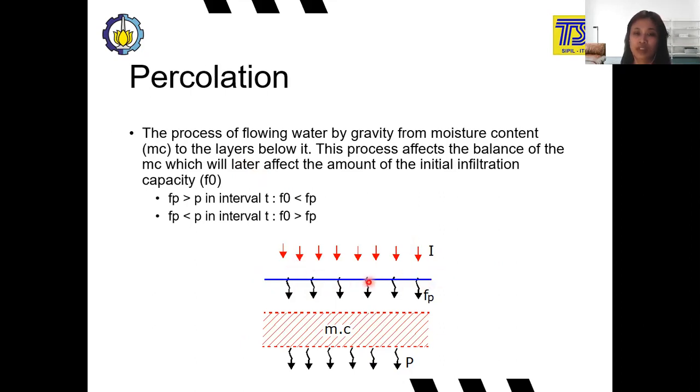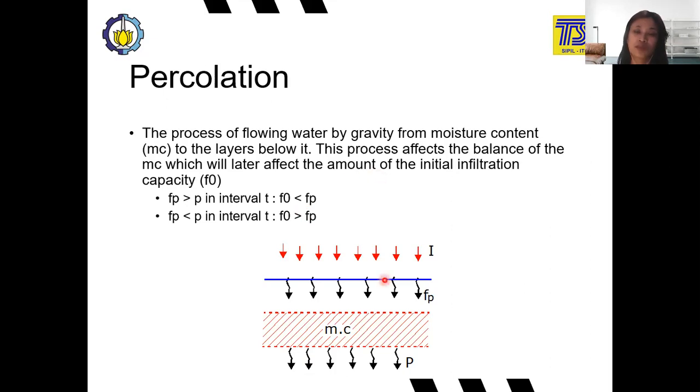Going into the soil surface, becoming the infiltration capacity here, FP. And after that, the soil which contains the water from the rainfall, from the precipitation, makes the soil moisture, or here we have moisture content. And then after that, by gravity force, the water from the moisture content can flow to the layers below it, with the destination of the groundwater level.